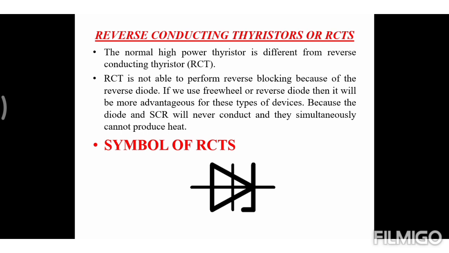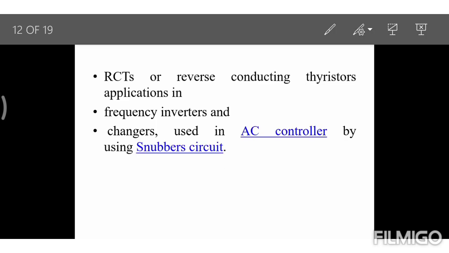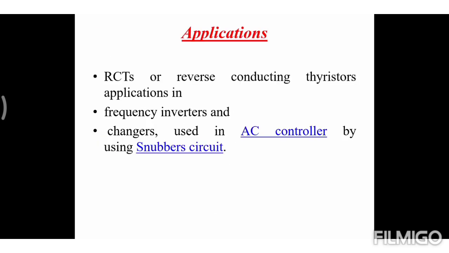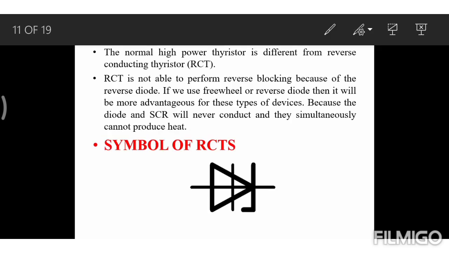This is the symbol we are seeing. This is the electrical symbol for the RCT. So once again I am repeating, RCT is different from normal thyristors. RCT is not able to perform reverse blocking because of its reverse diode.